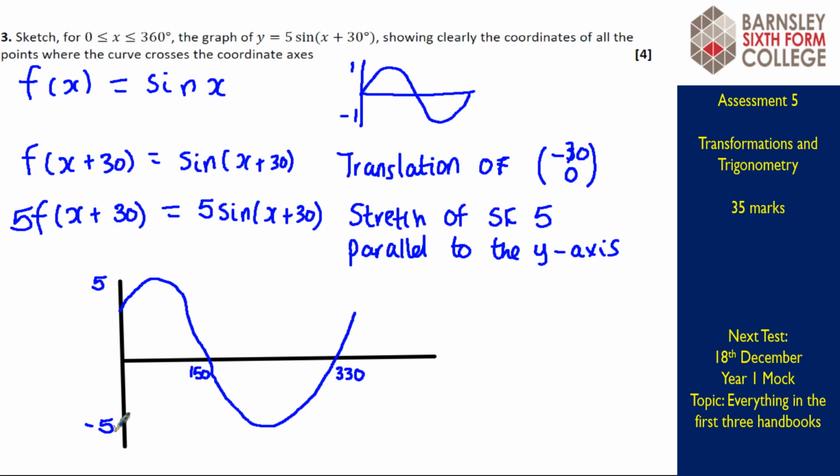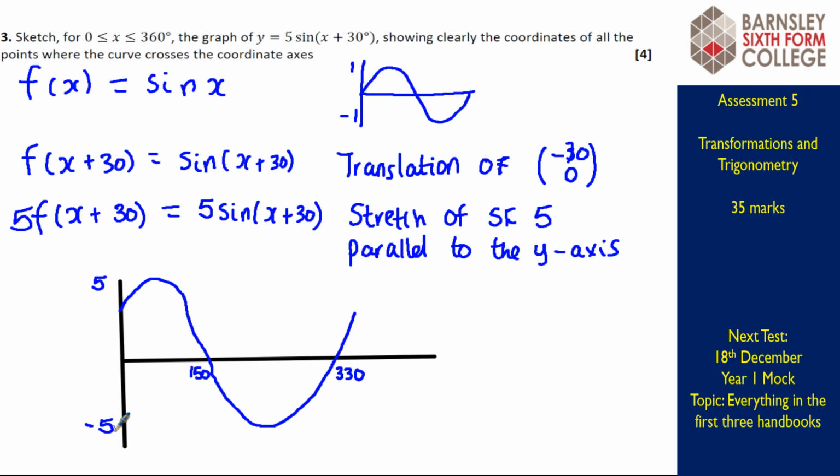A few of you said that it can't be correct because sine only goes between 1 and -1, but that's true. Sine x still does go between 1 and -1, but now you're multiplying by 5, so now it goes between 5 and -5.